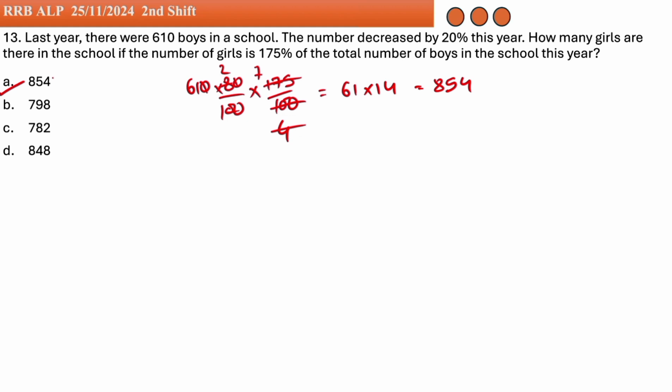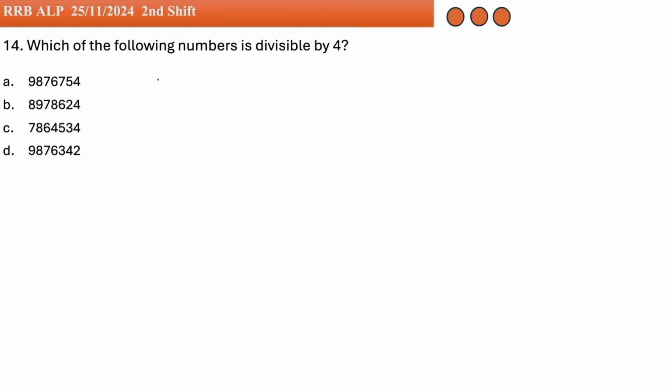Next question. Which of the following numbers is divisible by 4? See, for a number to be divisible by 4, the last 2 digits should be divisible by 4. So let's check this number. 54 divided by 4. 4 ones and 4 threes. It is not completely divided by 4. So option A is wrong. Next, 24. 24 divided by 4. 4 sixes are 24. So this number is completely divisible by 4.